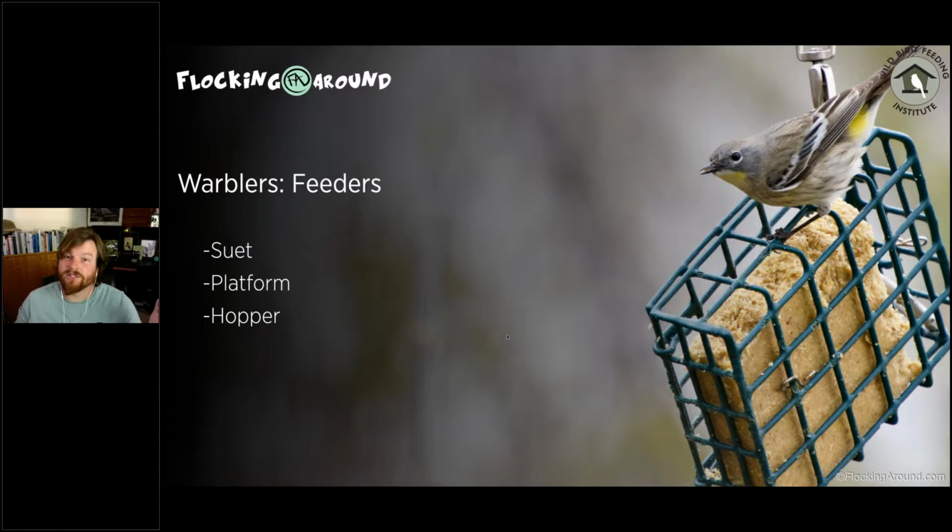So in certain parts of the country, warblers are more regular at suet feeders, especially if you're on their wintering grounds where there are regular cold snaps that prevent flying insects from being up in the air. Well, then you'll more regularly see warblers utilizing suet. So it kind of just depends on where you're at.